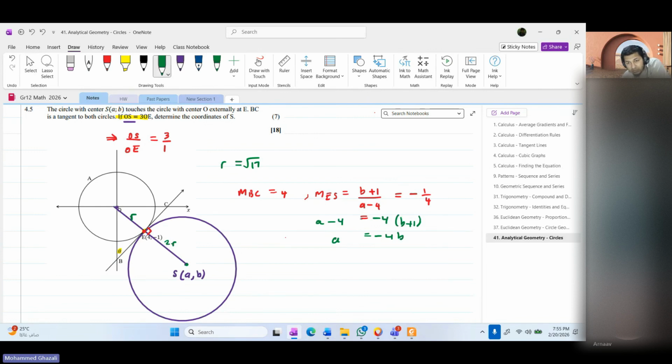So a minus 4. Remember, if I open this up, this is a minus 4 minus 4b minus 4. Minus 4 can cancel out, so a is just equal to negative 4b. All right, so this is equation 1. Nice. I've created equation 1. What about equation 2?